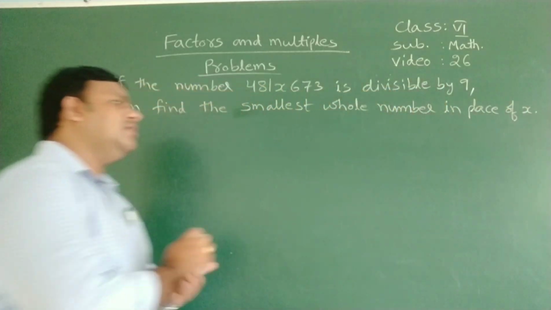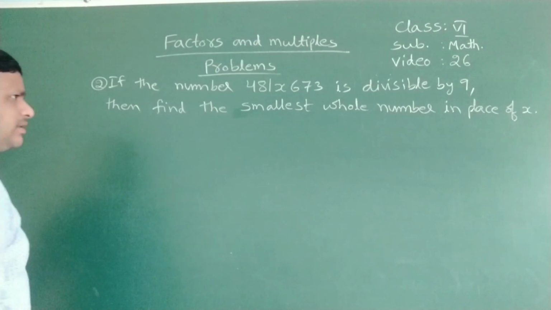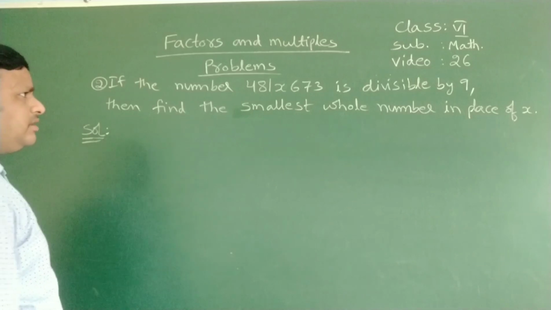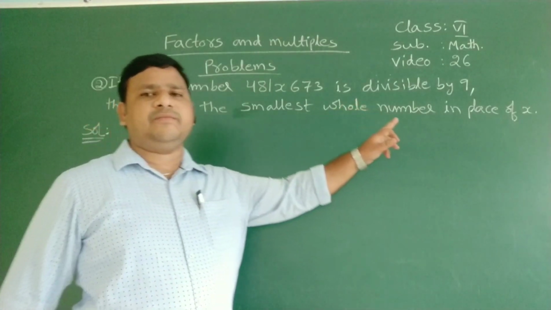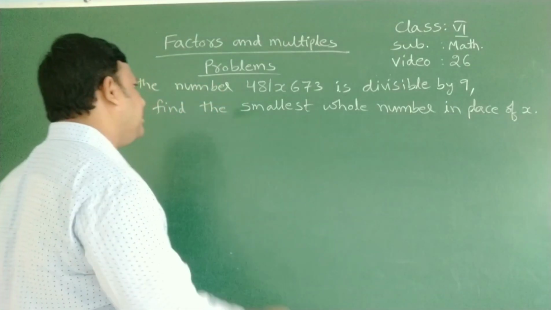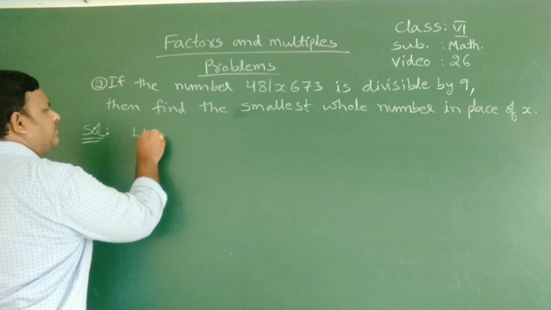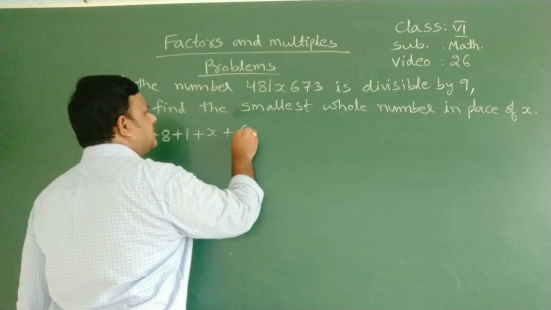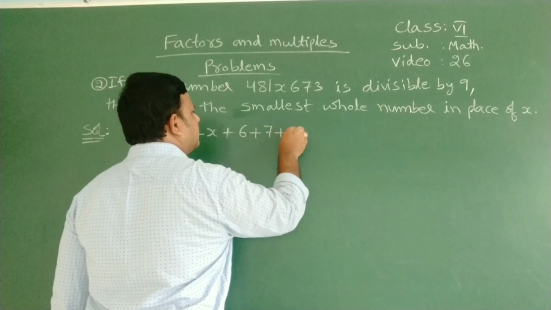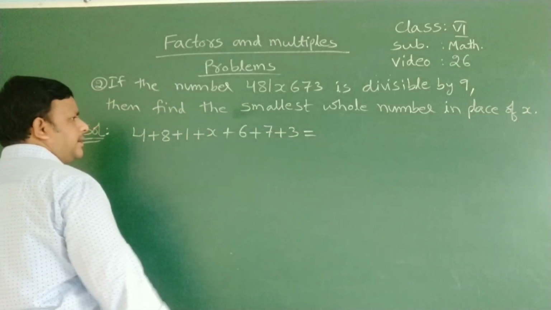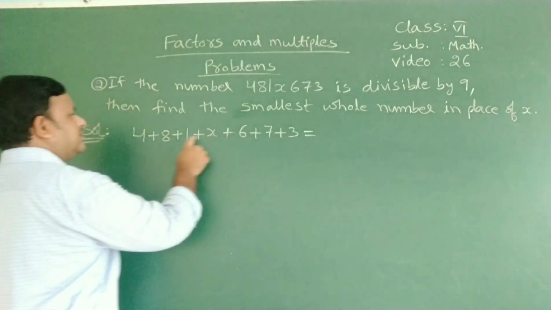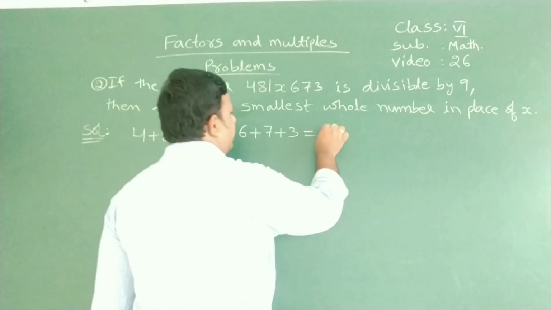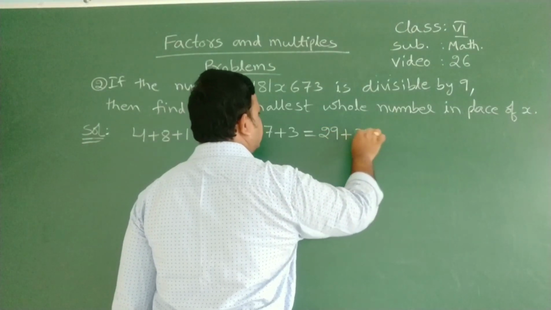In place of x, what will be the smallest whole number to make the given number divisible by 9? So for 9 also the divisibility rule is sum of the digits only. That's why let us add those digits. 4 plus 8 plus 1 plus x plus 6 7 3. Okay, 7 plus 3 is 10, 16, 17, 21, 29. How much we got? 29 we got, plus x is there.